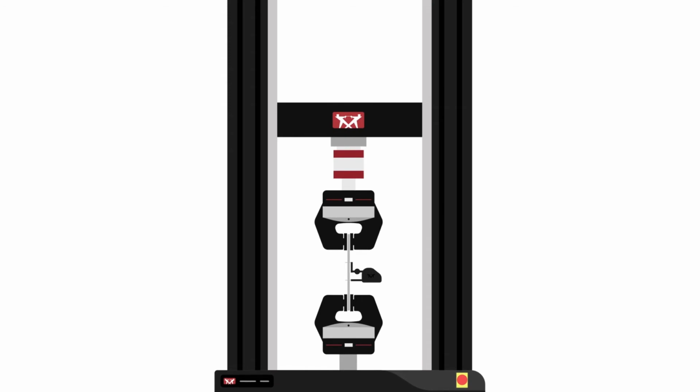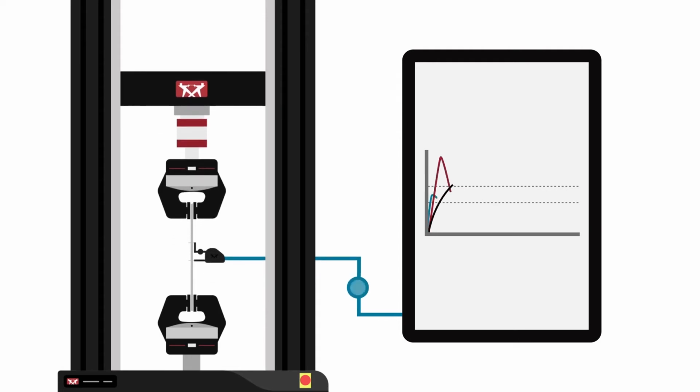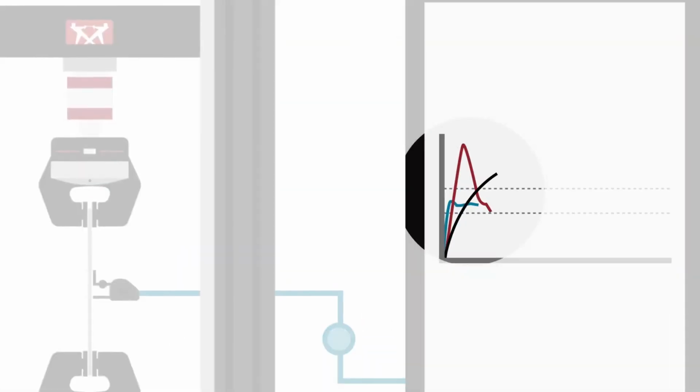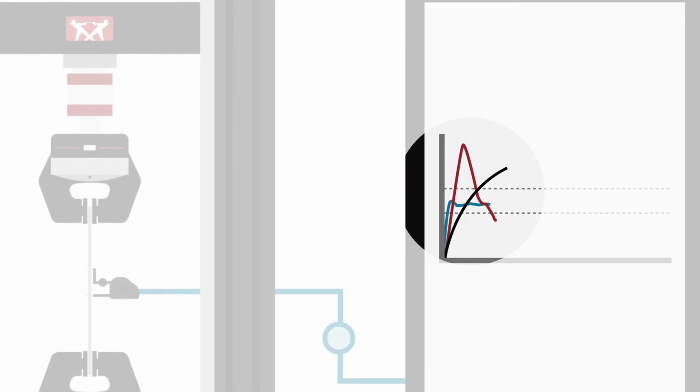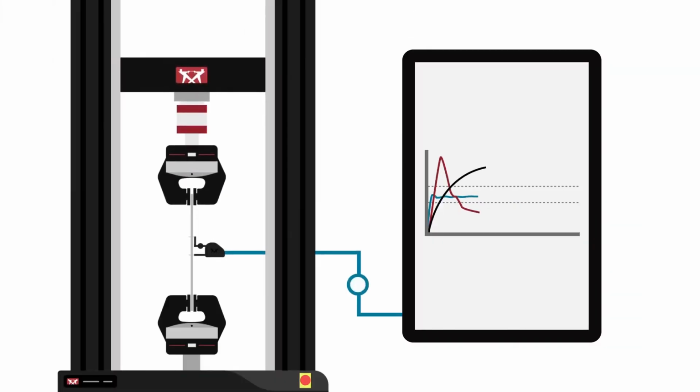Now let's look at an example of a test using closed-loop strain control, where instead of maintaining a constant crosshead speed, the machine maintains a constant strain rate. In order to maintain a constant strain rate, the testing machine needs to speed up dramatically at the beginning of a test. This is to compensate for machine compliance as the force is increasing on the specimen.